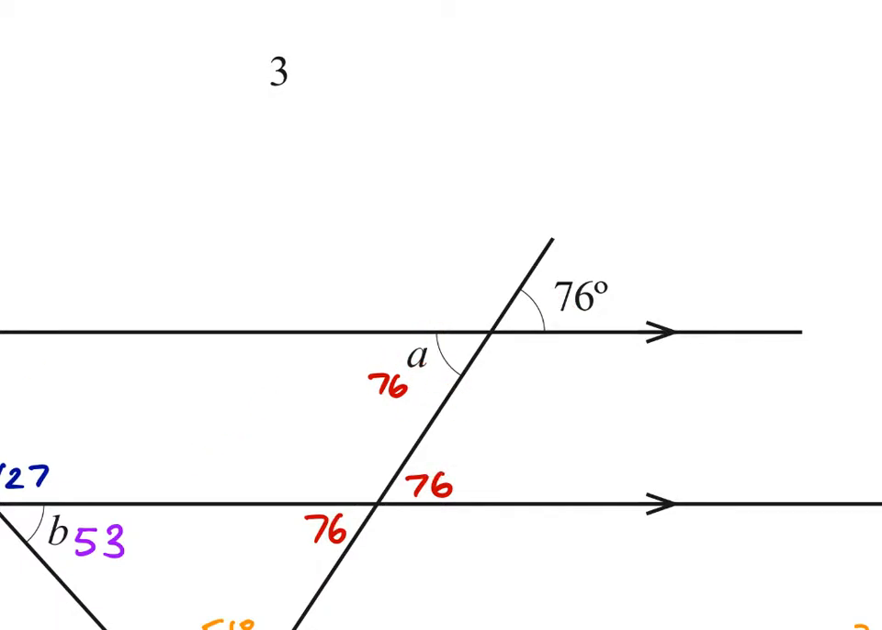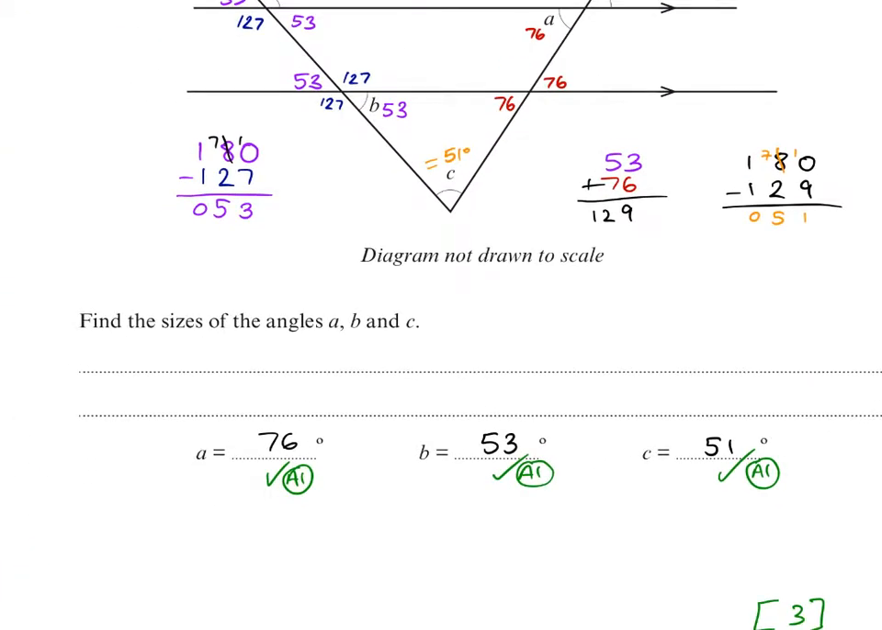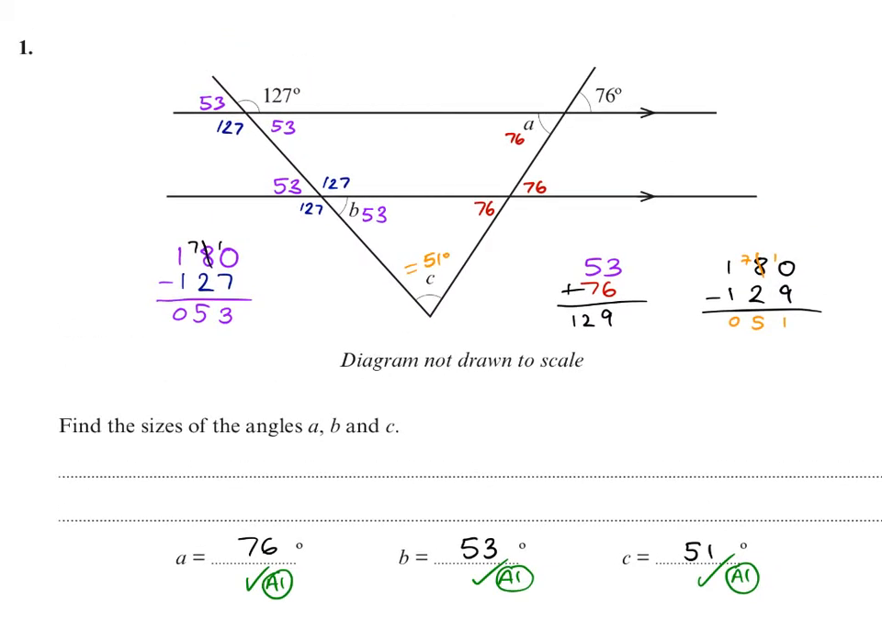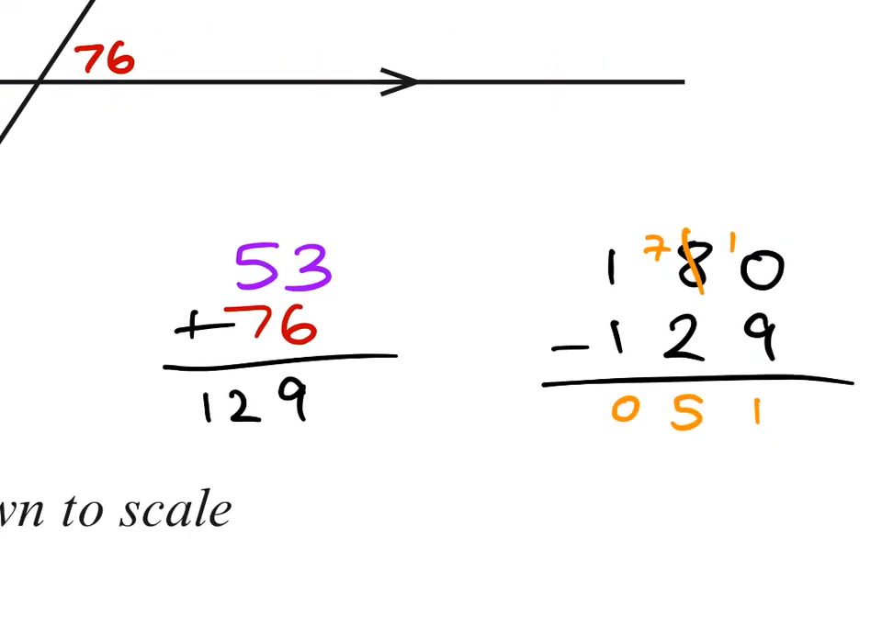So I know that A is 76 and B is 53. We also know, because I haven't edited it very well, that C is 51. Any idea how I worked that out? Excellent. Look here. I've got a triangle, haven't I? Okay. So I've got a triangle by here. That's 53. That's 76. If you add together the two angles in a triangle, you find out what the other one is when you take that away from 180. So I added those two together and got 129. 180, take away the 129, gives me 51.